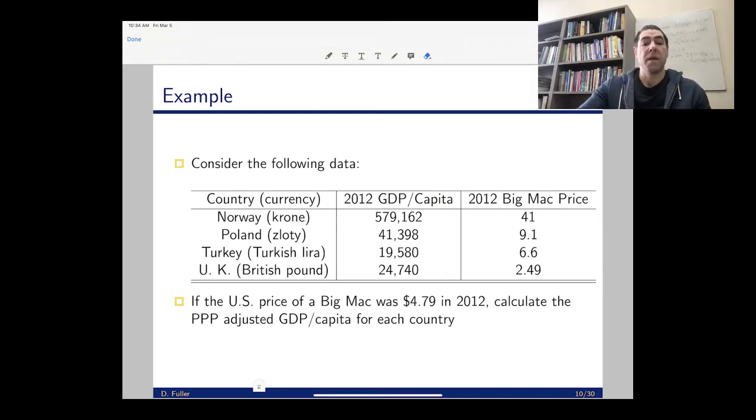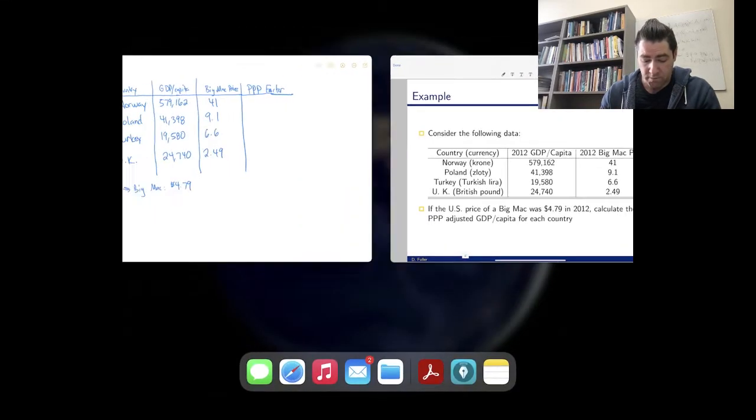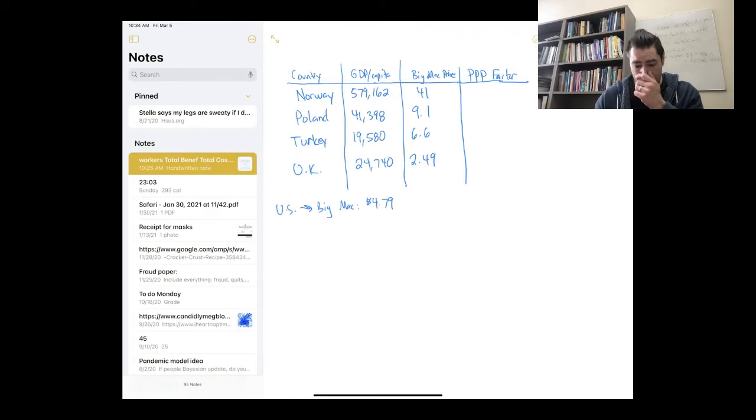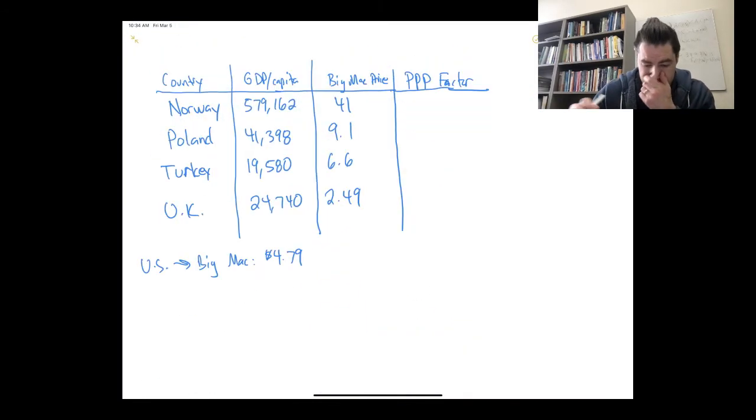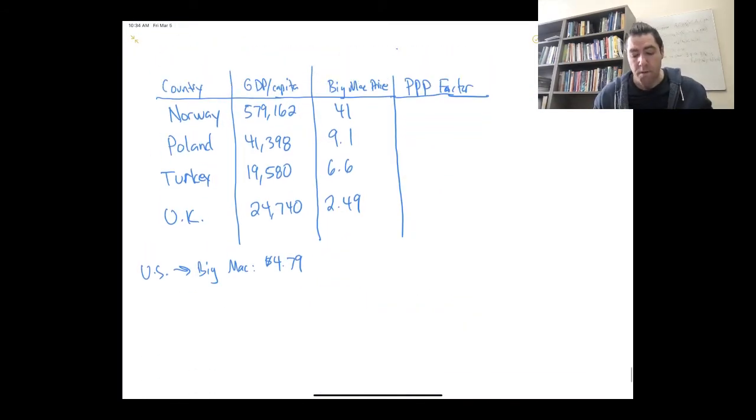Okay, so if you had a chance, hopefully, to go through and try to use purchasing power parity to convert these countries' GDPs per capita in their own currency into US dollars. So we've got a bunch of different countries: Norway, Poland, Turkey, and England, United Kingdom, have their GDP per capita in their various currencies. And let's go ahead and try to convert these to US dollars using purchasing power parity. It's pretty straightforward once you know how to do it.